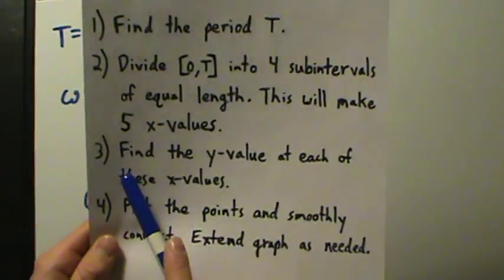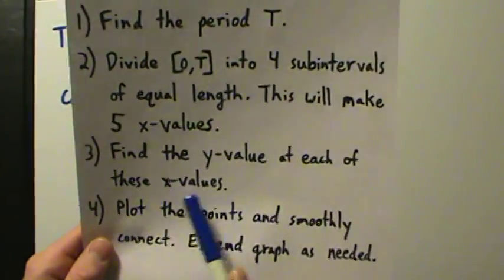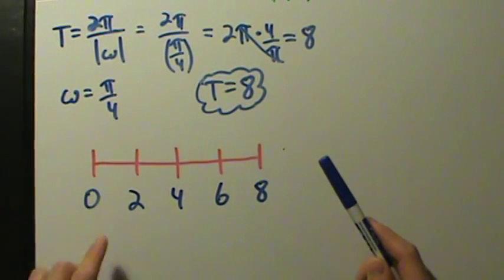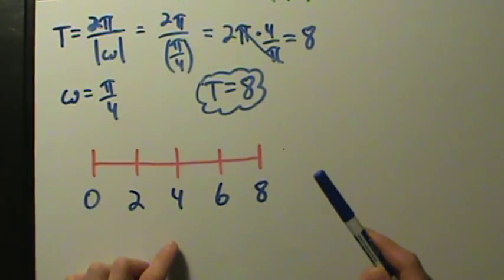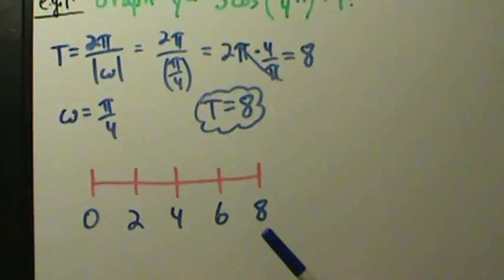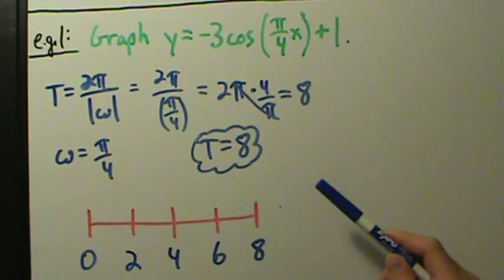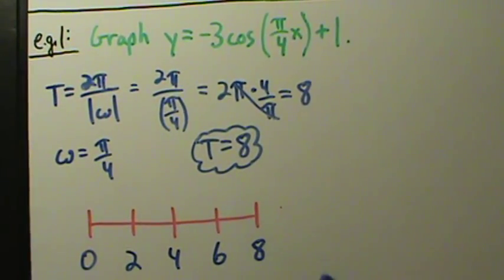And then step 3 is find the y value at each of these x values. So this gave us 5 x values. Now we take these x values and plug them into the original function here, and then we get the corresponding y values. So let's go ahead and do that now.